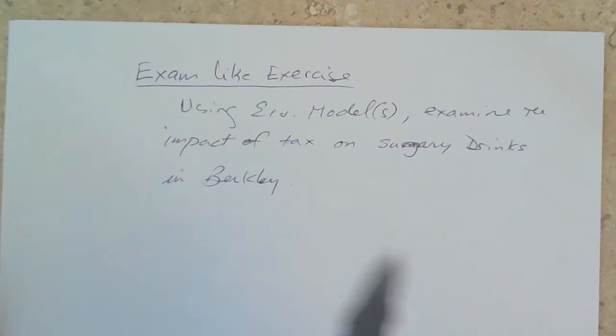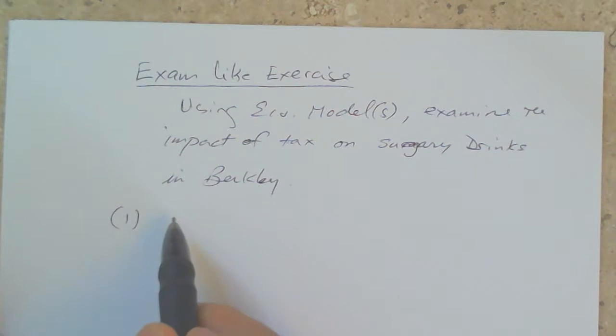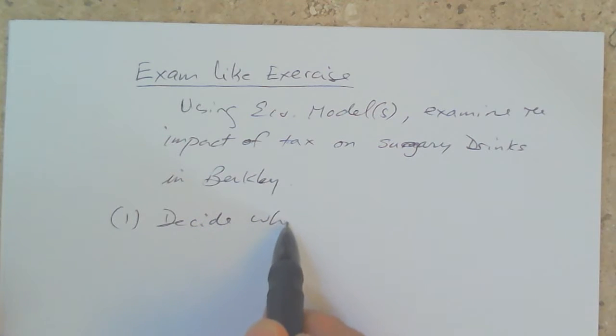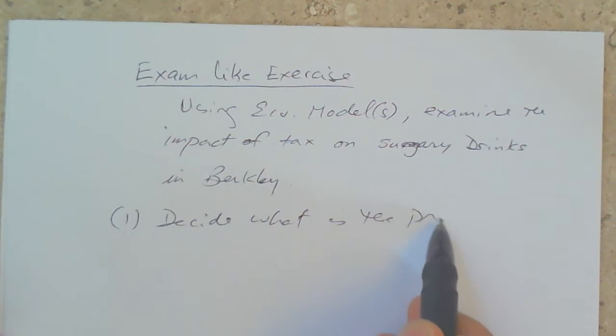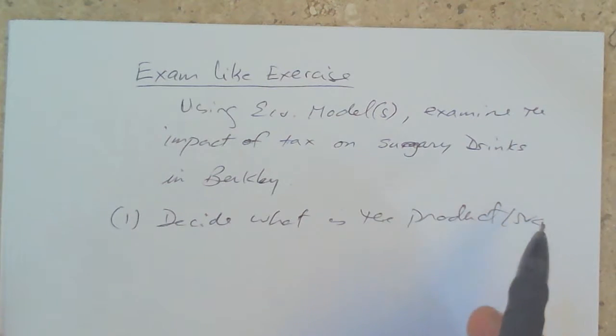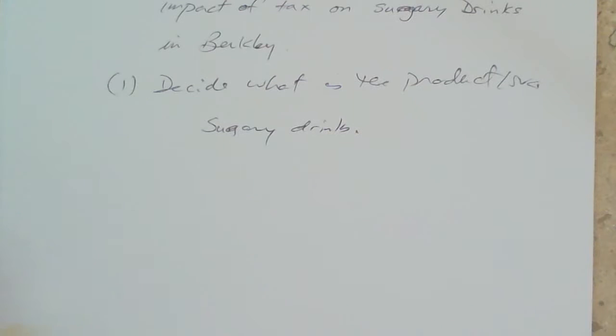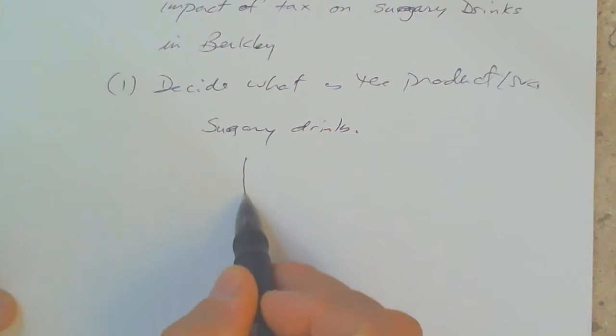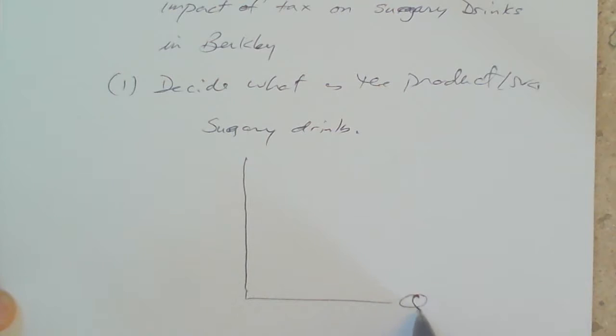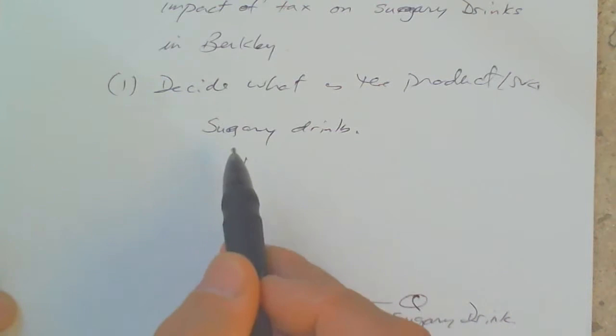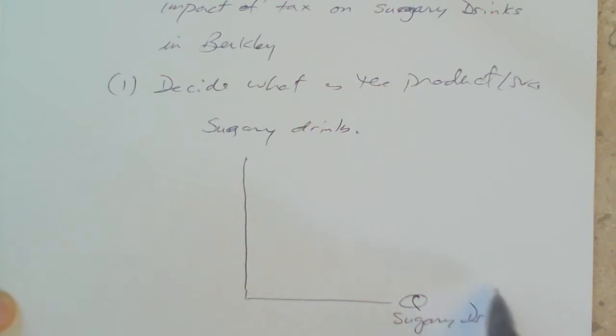So the first step is to decide what is the product or service. In this case it is sugary drinks. Okay, so that would be your starting point. You develop a market model, quantity of sugary drinks, and this has to always be the price of the same product.